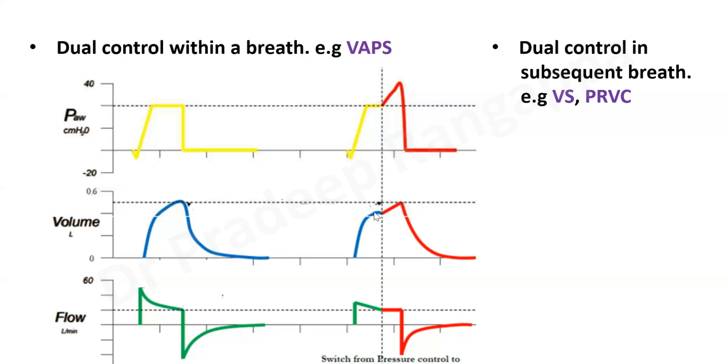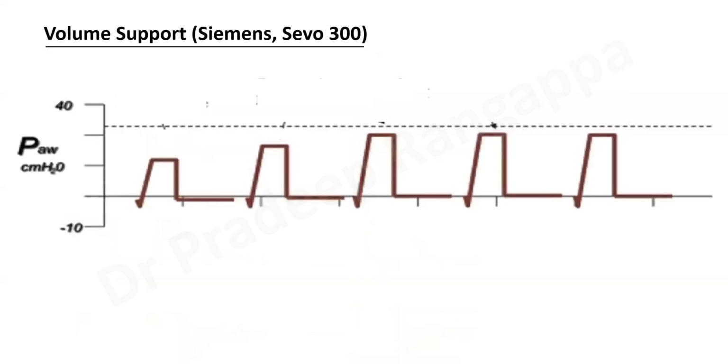As you see here, the tidal volume is increased, and here there is an increase in the pressure to achieve whatever set tidal volume. And here there is a switch from the pressure control to the volume control or to the flow control or to the flow rate. So there is change within the breath or between the breath to achieve the set targets, which is what happens in the dual control. And volume support is the nomenclature used in Siemens.